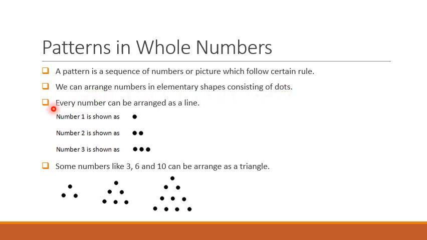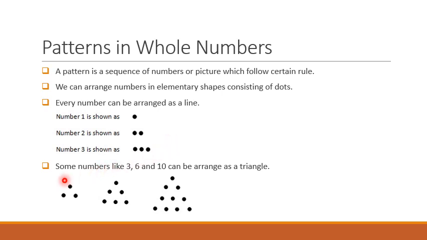For example, every number can be arranged as a line. If I write number 1, it can be represented as a single dot. Number 2 can be written as two dots in a line. Number 3 as 3 dots in a line, and so on. We can write any number in the form of dots in a line. So every whole number can be arranged as a line.